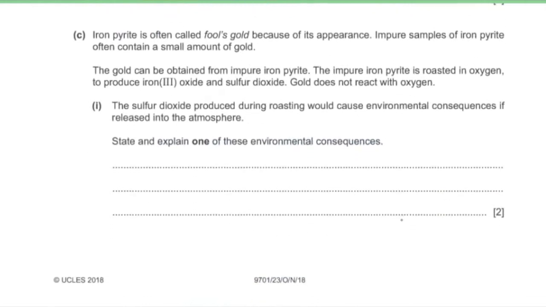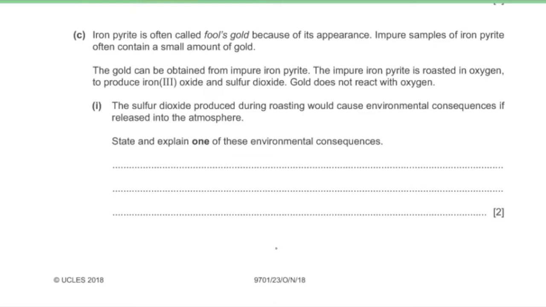Part C, iron pyrite is often called fool's gold because of its appearance. Impure samples of iron pyrite often contain a small amount of gold. The gold can be obtained from impure iron pyrite. The impure iron pyrite is roasted in oxygen to produce iron(III) oxide and sulfur dioxide. Gold does not react with oxygen. Part 1, the sulfur dioxide produced during roasting would cause environmental consequences if released into the atmosphere. State and explain one of these environmental consequences.